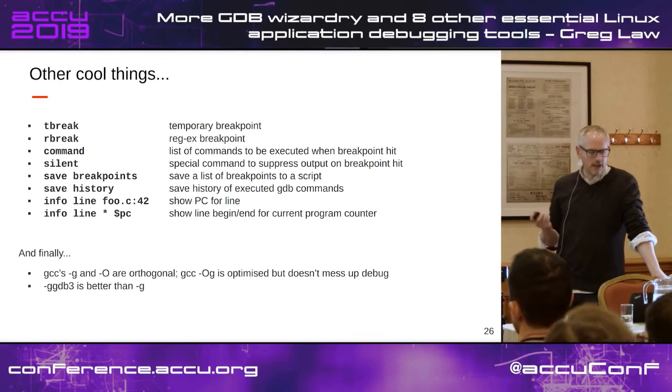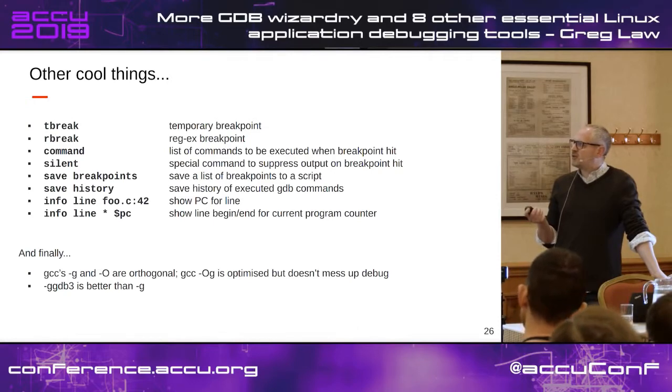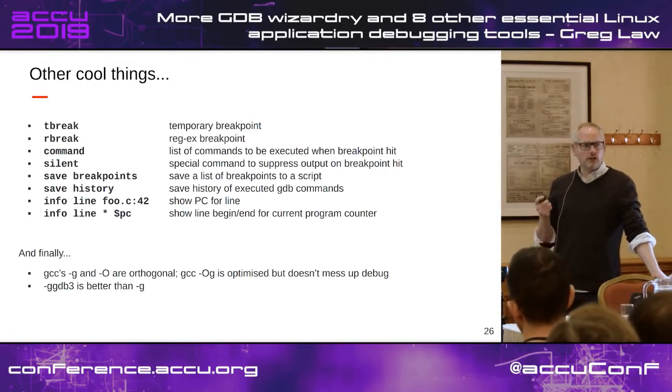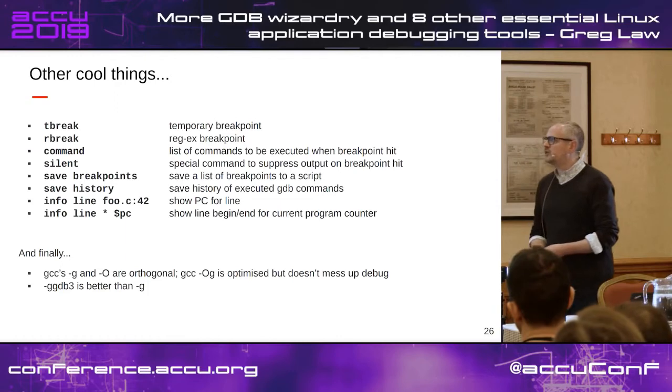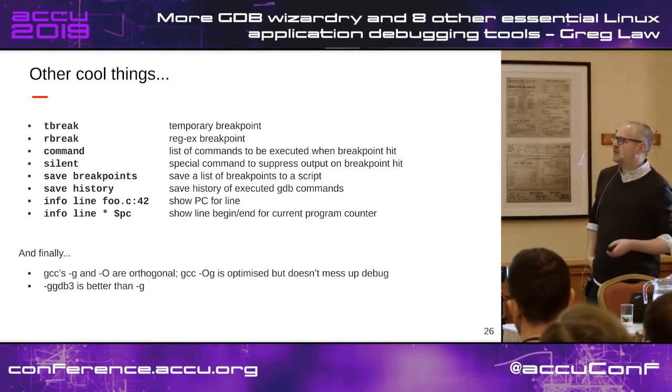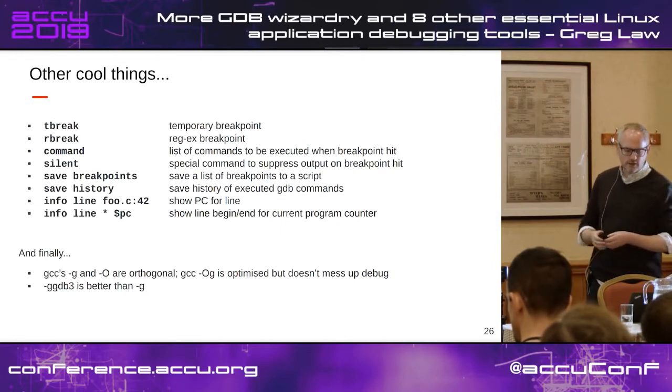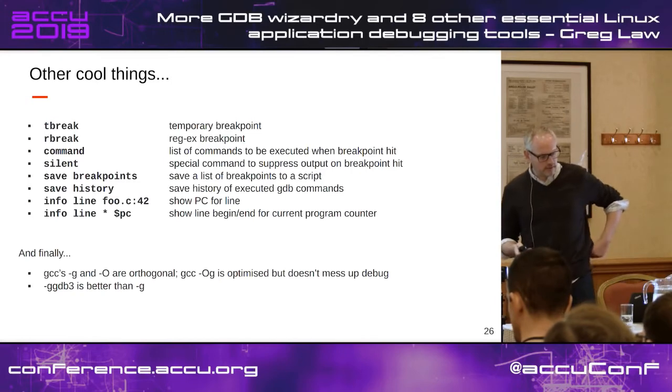Other cool things very quickly: temporary breakpoints are tbreak. This is part of the not-great interface. rwatch is a read watchpoint. rbreak is different. It's a regex breakpoint, so if you want to put a breakpoint on every function that starts with myLibrary underscore, you can just go rbreak myLibrary underscore dot star, and it'll put a breakpoint on all of those. You can attach commands to run every time a breakpoint is hit.